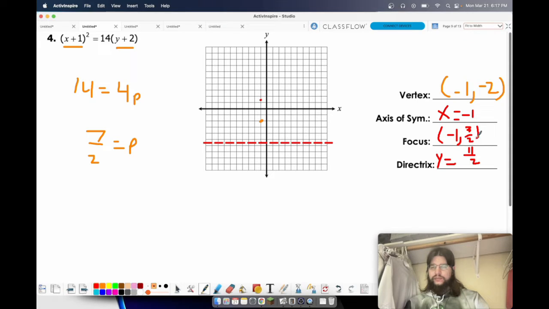All right, let's see. Here's my focus. If I double p, that's 7 units. So I'm going to count. 1, 2, 3, 4, 5, 6, 7. 1, 2, 3, 4, 5, 6, and 7. So if we sketch our parabola, it should go through these points.